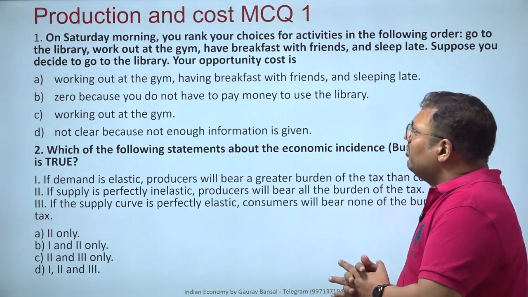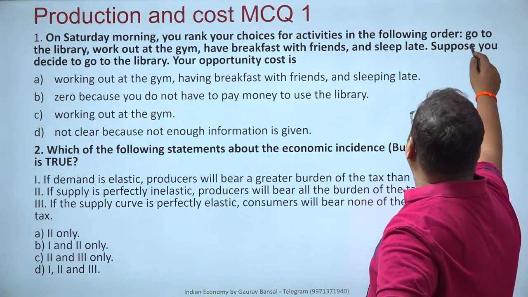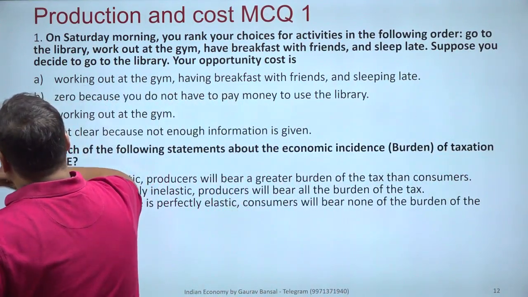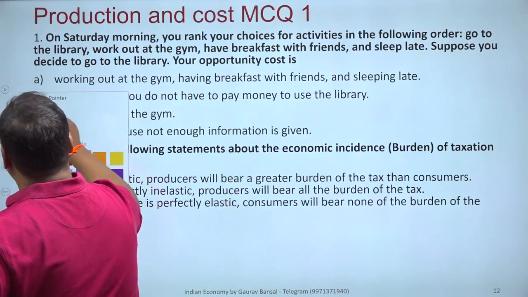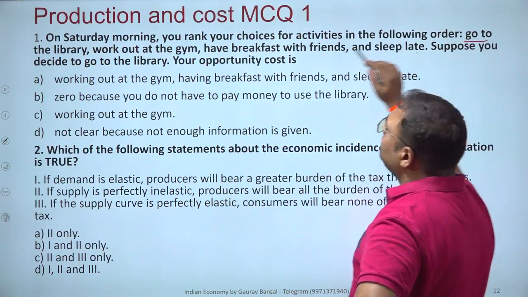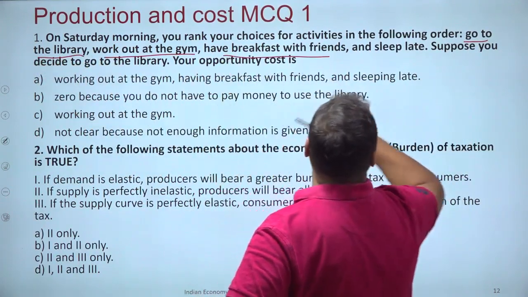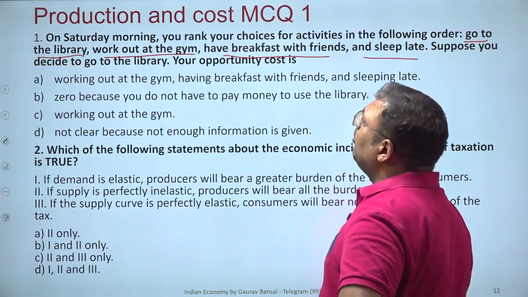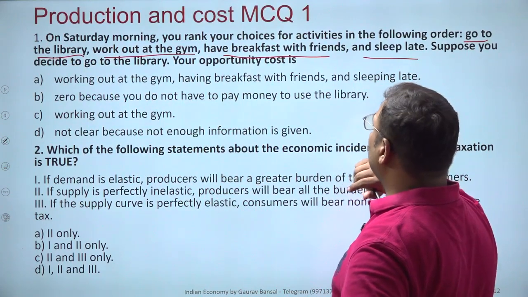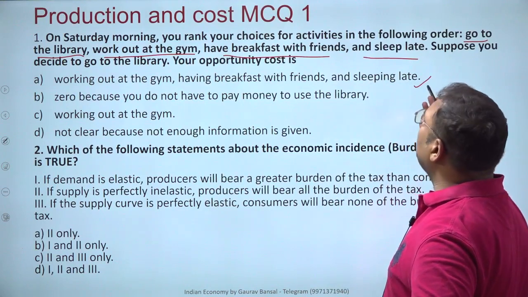Question number 1. On Saturday morning, you rank your choices for activities in the following order. Very relevant, specifically for you, the student community, UPSC students. Go to library, work out at the gym, have breakfast with friends, and sleep late. Suppose you decide to go to library. Out of the 4 options, your opportunity cost is working out at the gym, having breakfast with friends, and sleeping late.